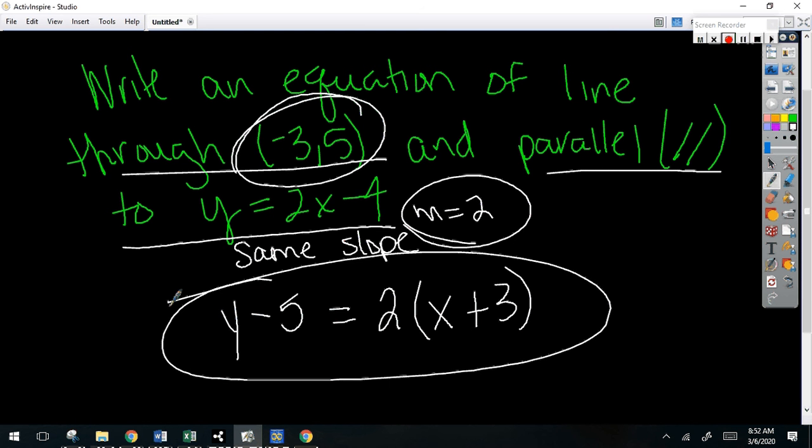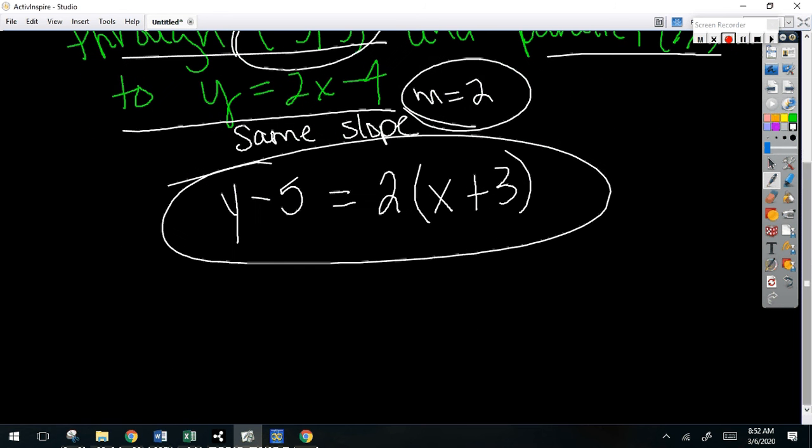I can stop right there. Okay? If I don't tell you what form I want it in, stop right there. What if I say, write the equation of the line in slope-intercept form? Would you still start in this form? I would too. It's easier that way, right?